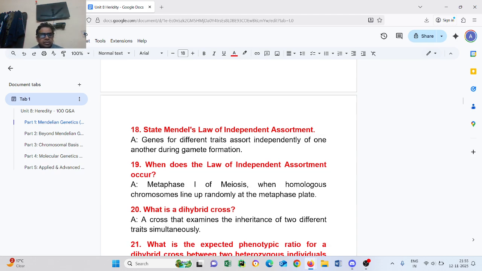When homozygous chromosomes line up randomly at the metaphase plate. Question number 20. What is the dihybrid cross? A cross that examines the inheritance of two different traits simultaneously.